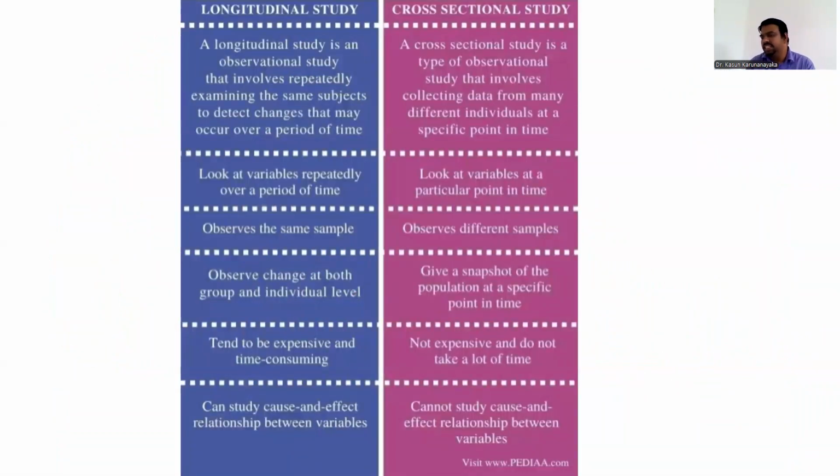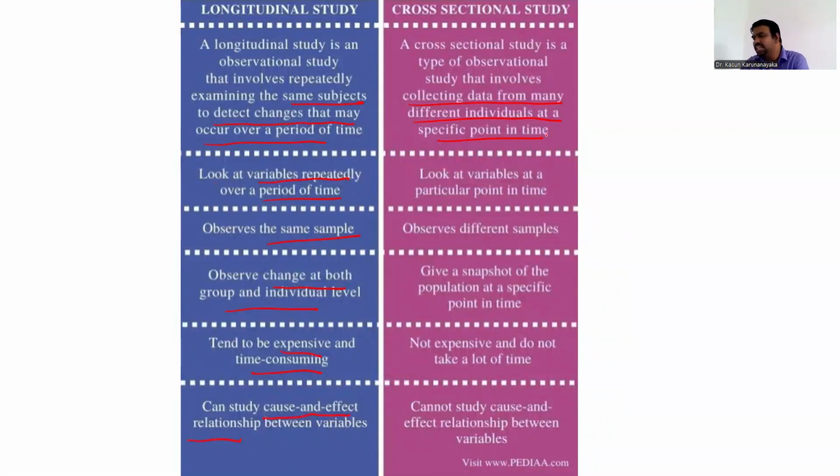So, comparing longitudinal and cross-sectional studies: in a longitudinal study, you will study the same subjects and detect changes that may occur over a period of time. In a cross-sectional study, you collect data from many different individuals at a specific point in time. And you look at variables repeatedly over a period of time. In a longitudinal study, you observe the same sample. You observe the change at both group and individual level, because you can look at how they change as a group, and also how each individual person changes. And this is very time consuming and very expensive to do because you need lots of money and effort. But you can study cause and effect relationships very nicely in this.